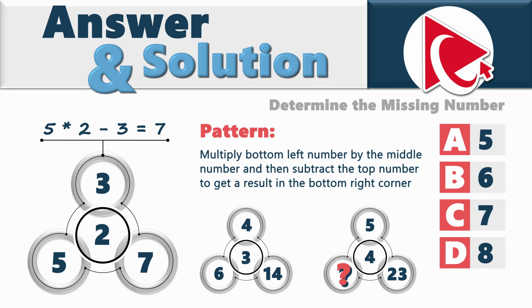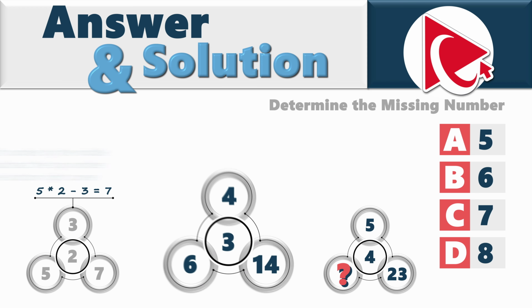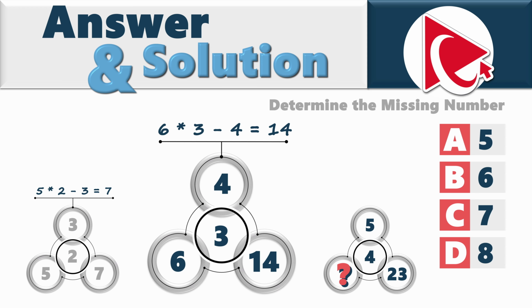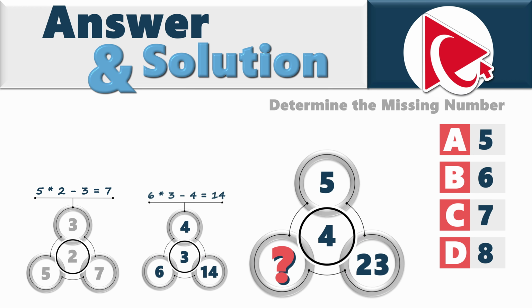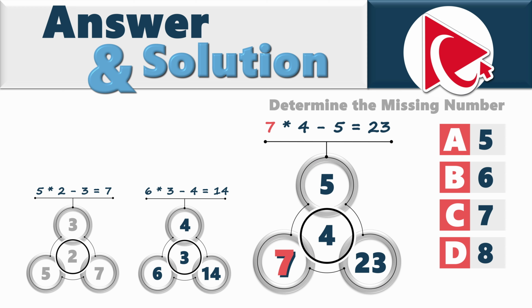5 multiplied by 2 minus 3 equals 7. Let's continue the calculations in the next group. 6 multiplied by 3 minus 4 equals 14. And then let's calculate the missing number. 7 multiplied by 4 minus 5 equals 23. So the correct answer here is choice C, 7.